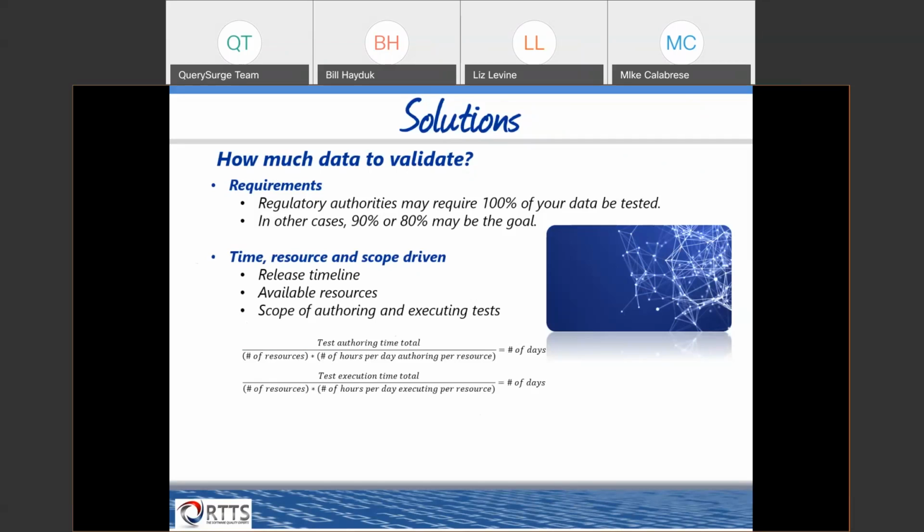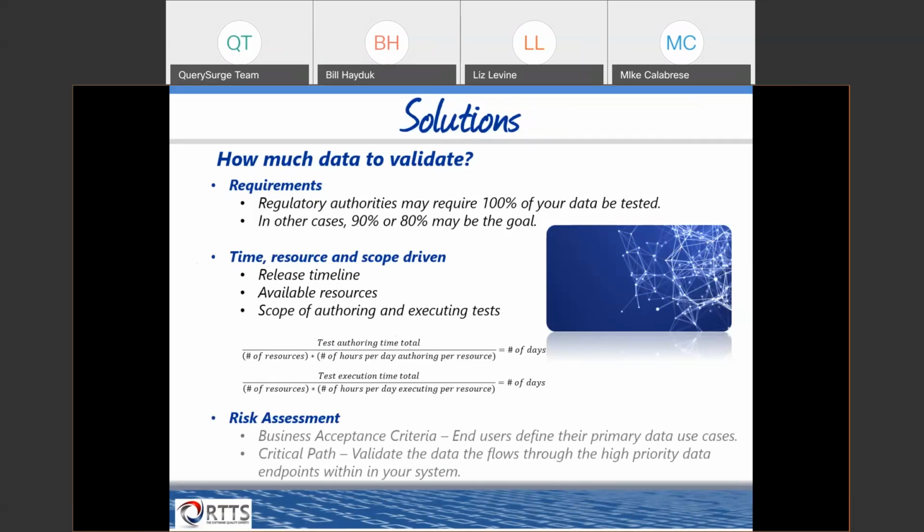In certain cases, the timeline may not be able to move. And in that case, you want to do a risk assessment. So identifying and executing those high priority tests first. And that can be done by taking a look at the business acceptance criteria. So the end users would define their primary data use cases, so you can focus your tests that handle that particular set of data. And also looking at the critical paths. So how data flows through the high priority endpoints within your system, locating and identifying those tests and focusing your effort around those first in order to meet your timeline or data validation needs.